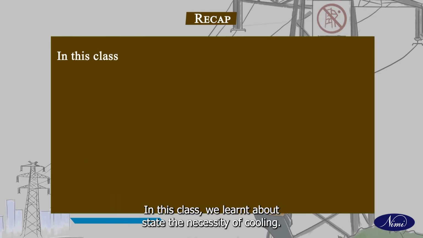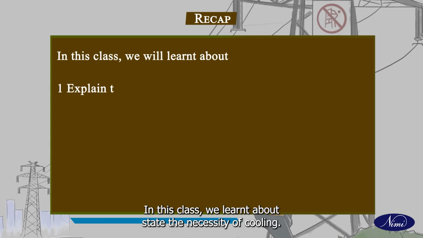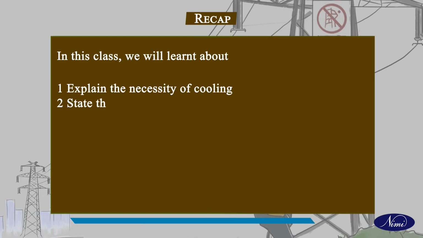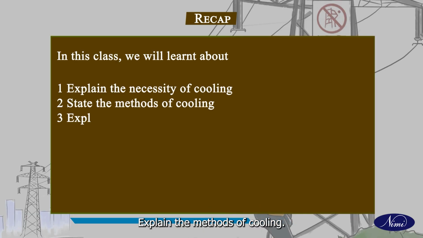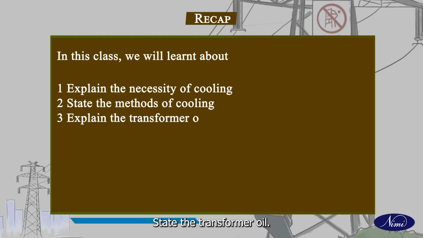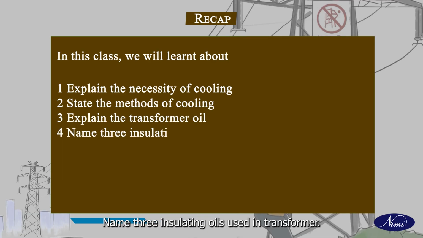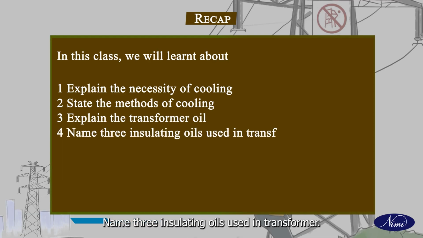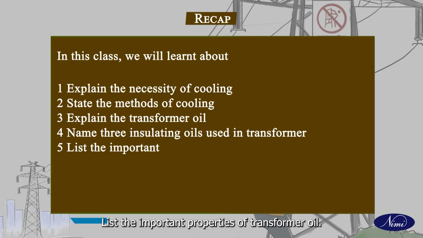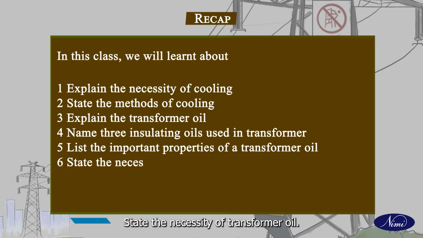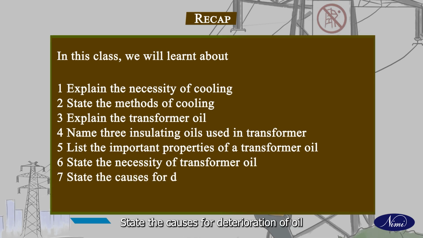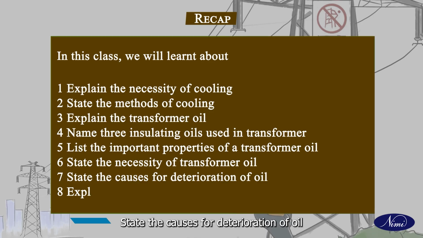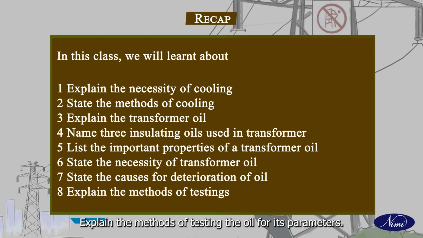In this class, we learnt about: state the necessity of cooling, explain the methods of cooling, state the transformer oil, name 3 insulating oils used in transformer, list the important properties of transformer oil, state the necessity of transformer oil, state the causes for deterioration of oil, explain the methods of testing the oil for its parameters.